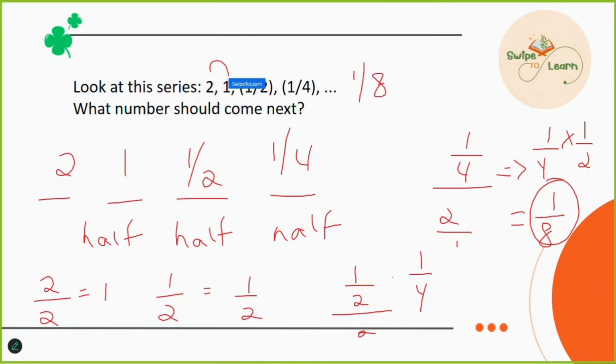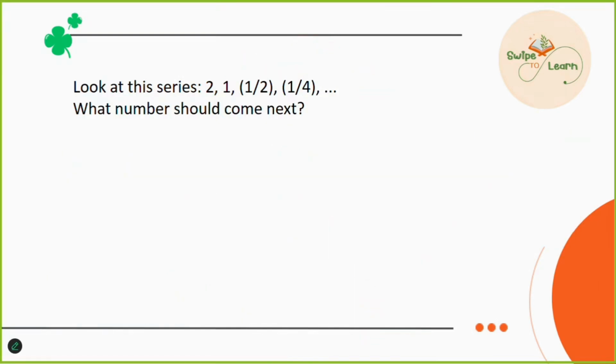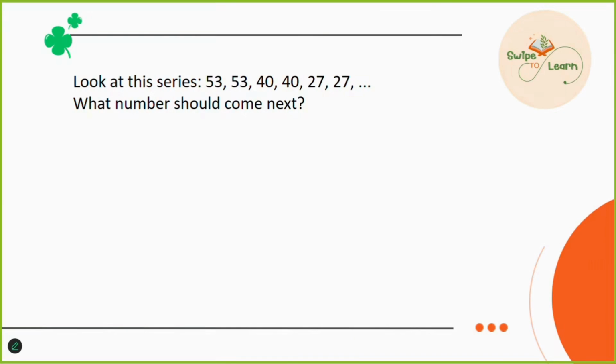So the numbers are getting halved each time, that means divided by 2. So this is the series for this question. Now that is an easy peasy question.